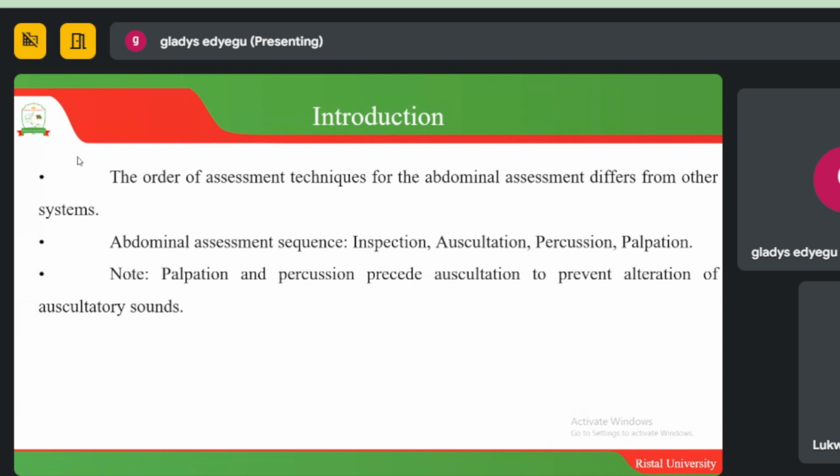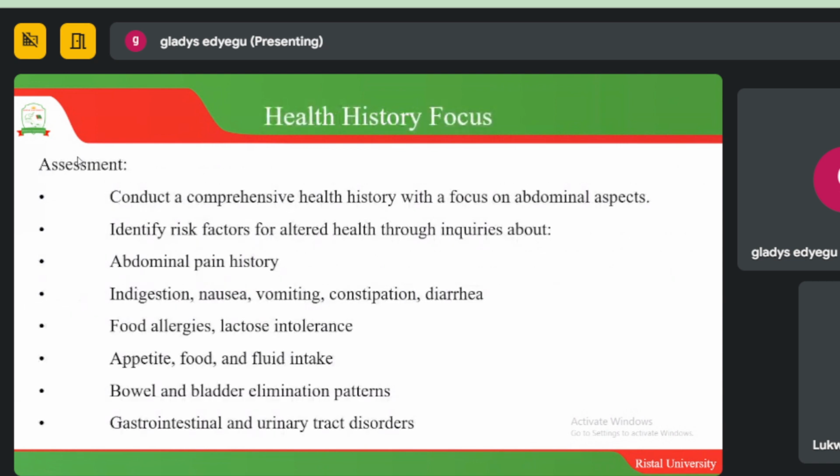percuss and palpate. So what is the history that you're going to take from your patient in relation to abdominal assessment? So the health history that you're going to focus on basically is to conduct a comprehensive health history with a focus on abdominal aspects. So this is by identifying the risk factors for altered health through inquiries about, one, abdominal pain history. Ask your patient if he has been having any pain around the abdomen.